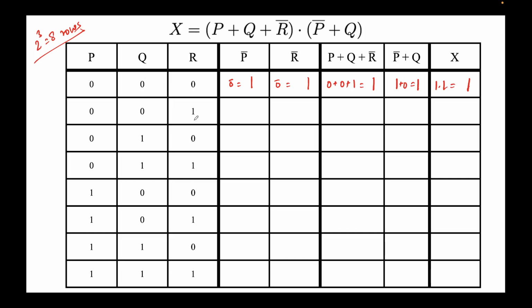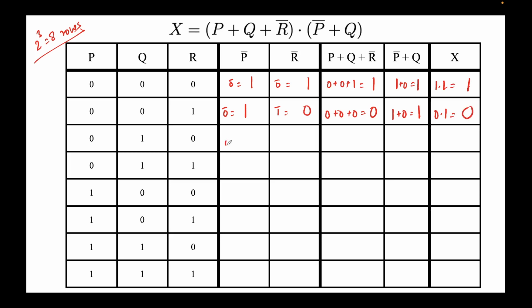That's what I mean. You first list all the possible combinations of inputs, and row by row we go on evaluating the output. Now let's quickly do the second one. So P bar, P is 0, so this will be 0 bar, which will be equal to 1. R in this case is 1, so 1 bar will be 0. And then P plus Q plus R bar. The value of P is 0, Q is 0, R bar is also 0. So this will turn out to be 0. P bar plus Q, P bar will be 1 and Q is 0, so 0 plus 1 is nothing but 1. 0 times 1, we have seen in the last slide, is nothing but 0.